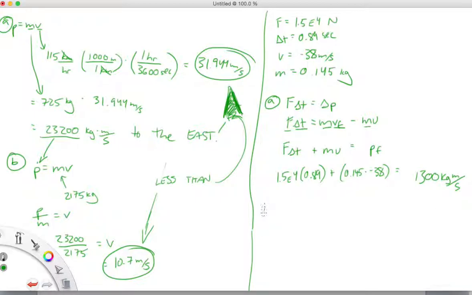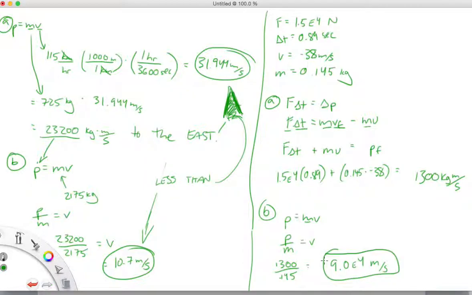Now we want to know what the baseball's velocity is after being hit. Well, we know the momentum. That's great. If we know the mass, we're in business. And we do know the mass, right here. So for B, we're sitting pretty. It's going to be P divided by M equals V. So it's this number divided by the mass. And that's going to be, with 2 sig figs, 9.0 e to the fourth meters per second. Wow, that's pretty fast. Okay, all right, those are the warm-up problems. Good luck on the rest of the problems.